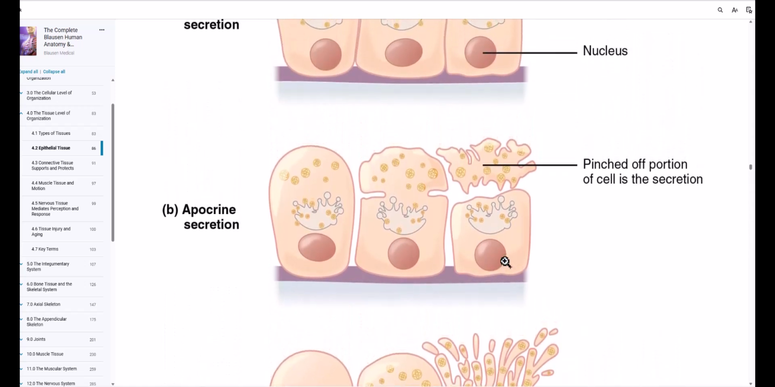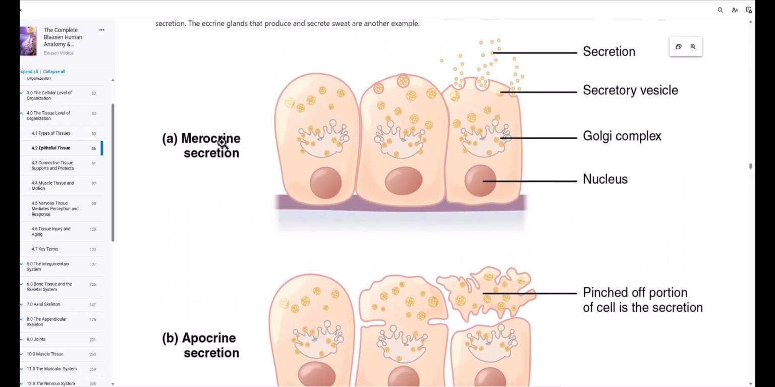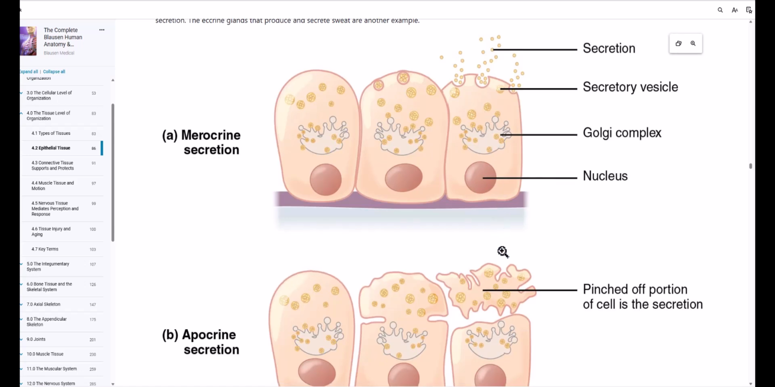In apocrine, again, the apical portion is released. And in merocrine, the way I remember this is that the cell stays merry. It stays happy. It's still alive and well, right? So the merocrine secretion is not dying or pinching off. It is, quote, merry, happy, and is doing its job.